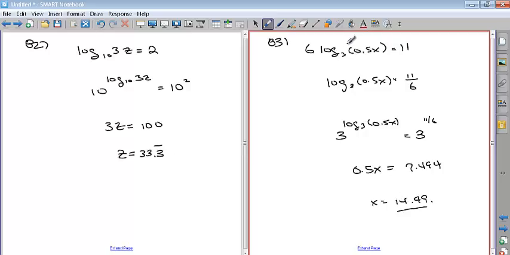If I plug that back in here, I'll have, well, yeah, the calculator won't do log base 3. You'd have to use change of base formula. So we'll just assume we did it right.